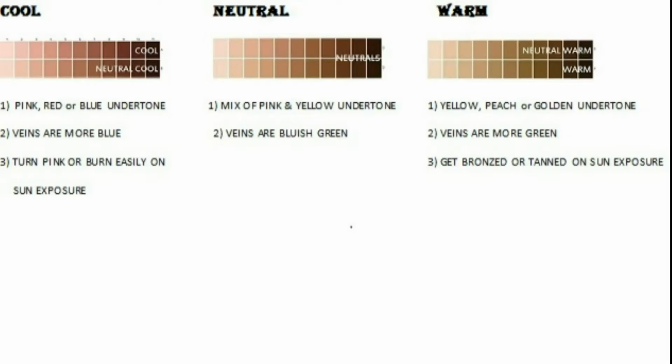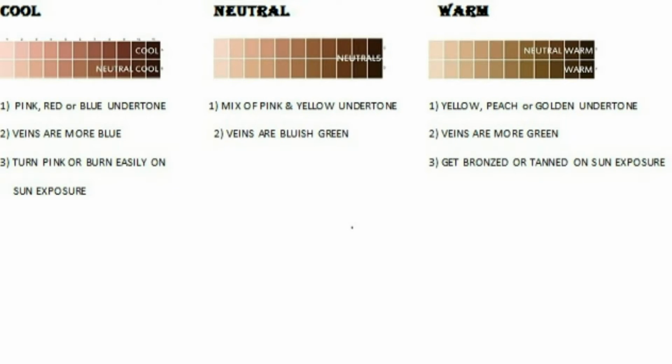Undertones are basically of three types. It's either cool, warm or neutral. So those who are like very fair, pale skin, they fall in the cool category, whereas those with olive, tan, deeper skin tones are going to be in the warm category, and if you're in between the two, then you are in the neutral category.